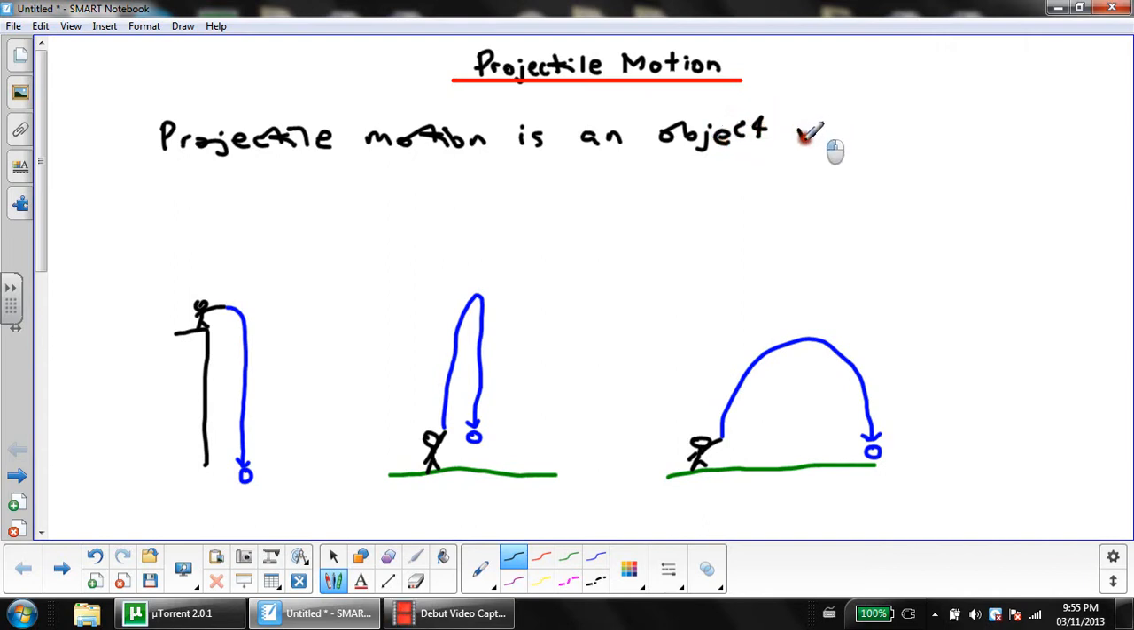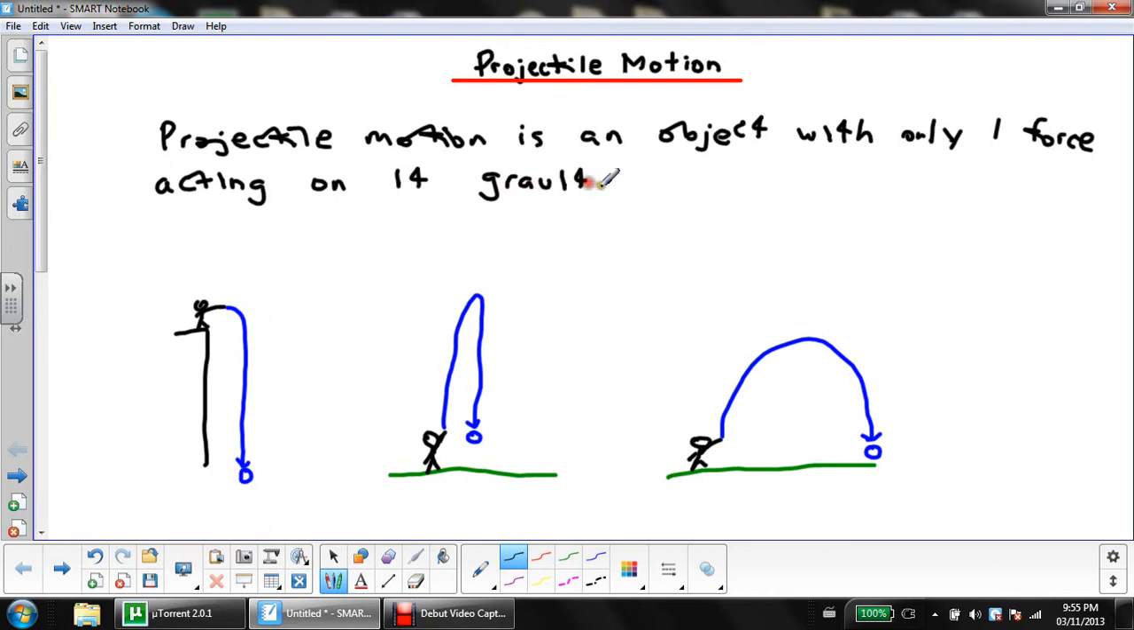Is an object with only gravity. There's only one force acting on it. Gravity.